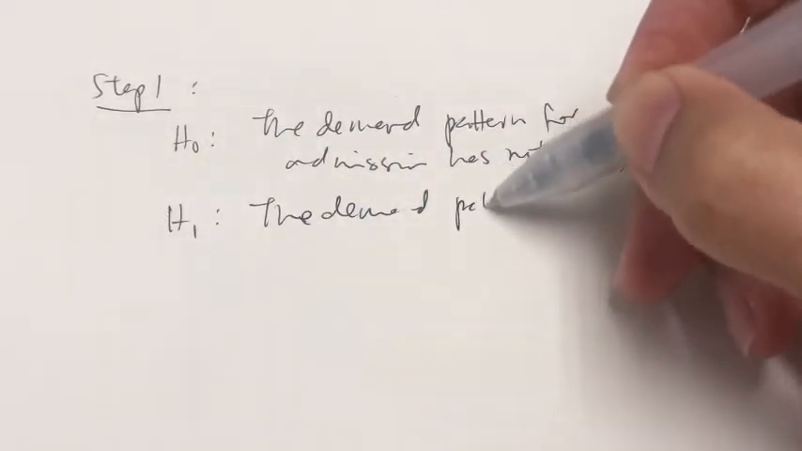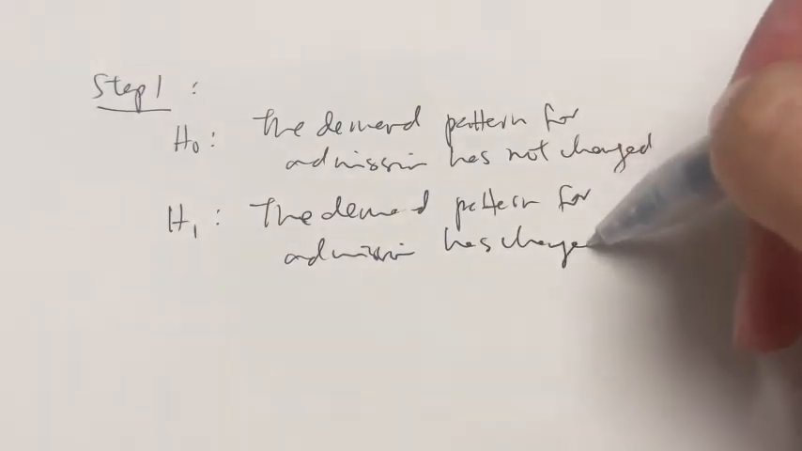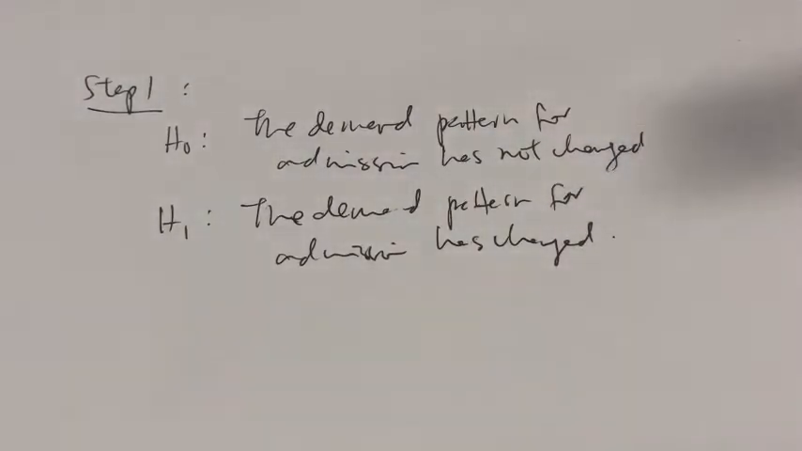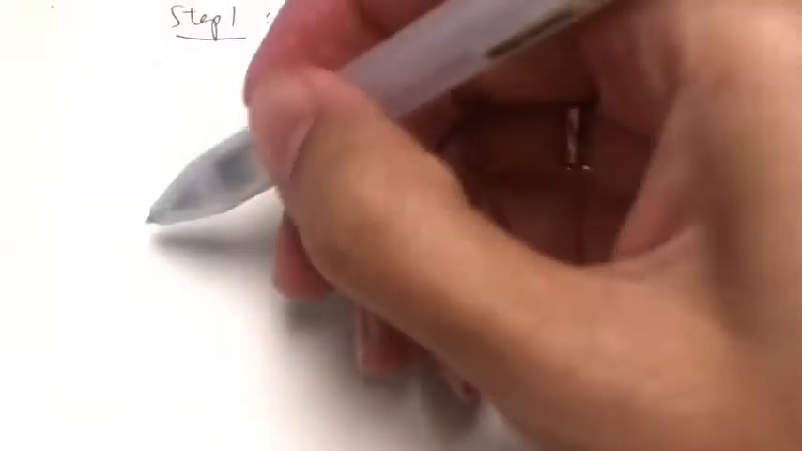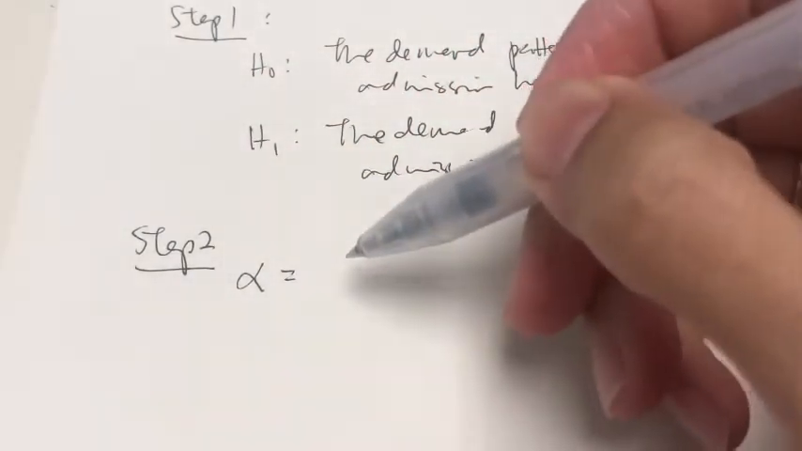However, if whatever we observed is different from what we expected, then of course it has changed. So the demand pattern for admission has changed. So you know that the null hypothesis basically means FO equals FE, and the alternate hypothesis is basically FO not equal to FE. Then we can proceed with step 2, which is our level of significance. Given to us, it's 5%.